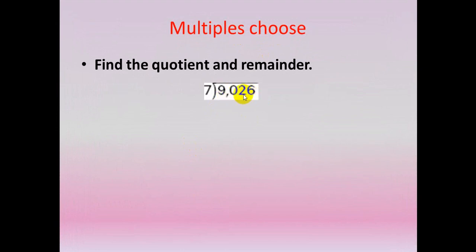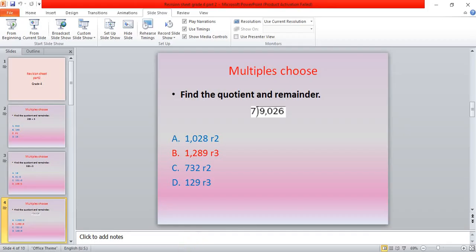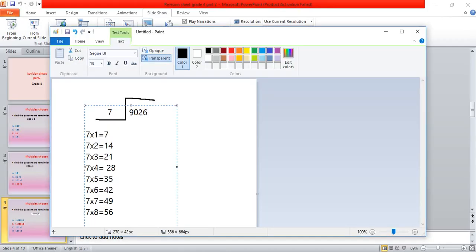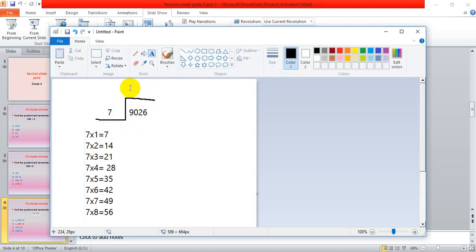Here, 9026 divided by 7. Also, we do the draft. Here, I did a draft. 9026 divided by 7. I start from the greatest place value, which is 9. Okay, is 9 bigger or smaller than 7? 9 is bigger than 7. Okay, 7 times what is near to 9? 7 times 1. We write up 1.